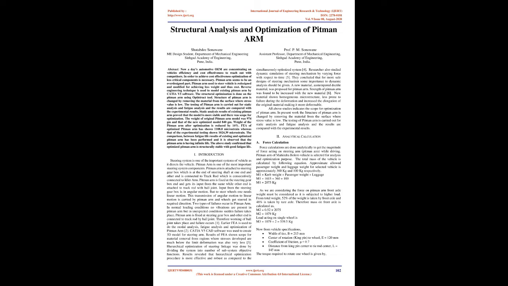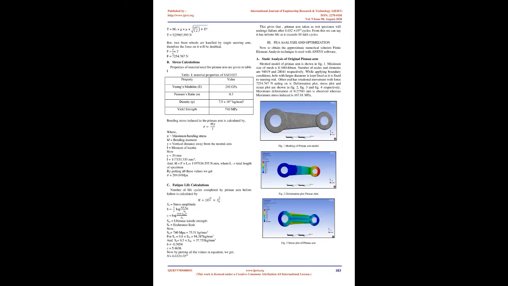Input from the steering gearbox is in angular motion. But to steer the wheels one needs linear motion. This transmission of angular motion to linear motion is carried out by the Pitman Arm, and the wheels get steered in the required direction.